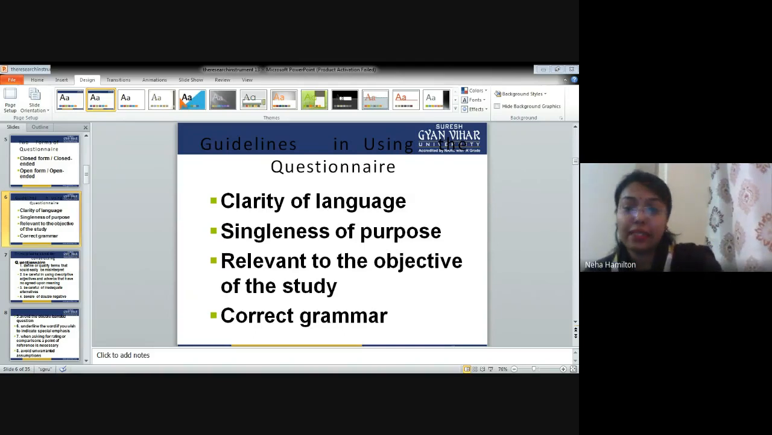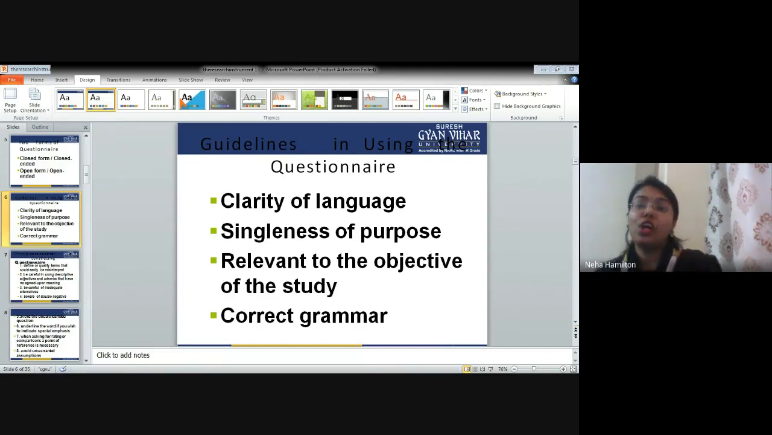Now, these are some guidelines that you should follow as a researcher when you are using a questionnaire, right? Whenever you are using a questionnaire, it is very important to have clarity of language. When I talk about clarity of language, it means it is always advisable to use very easy language, very simple words, because you can have different types of respondents. You can have respondents who are very educated. You can have respondents who are not educated at all.